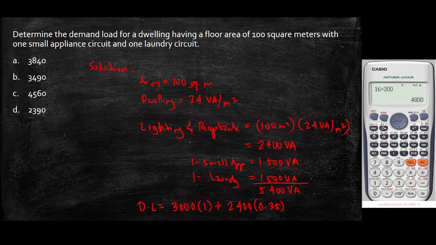Okay, let's calculate. We have 3,000. Even without multiplying by 1 it stays the same, because 3,000 times 1 is still 3,000. Plus 2,400 times 0.35. So the correct answer is 3,840 volt ampere. That will be letter A. Okay? Next.